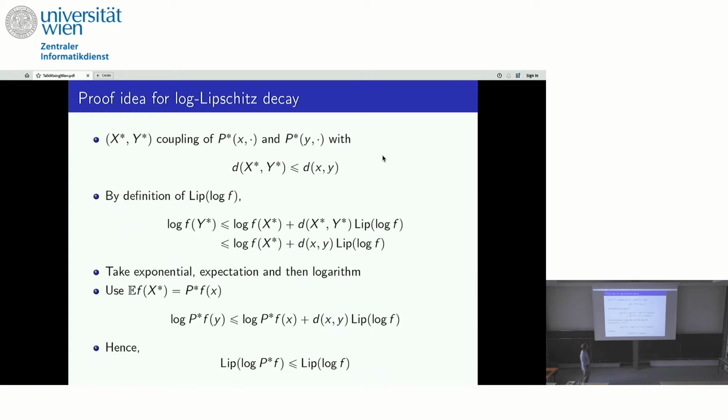Okay, so the idea of the proof of this log-Lipschitz decay is, we assume we have some coupling of the Markov chain, and then the first inequality you see is just by the definition of the Lipschitz constant. So you want to estimate the log of Fy star.